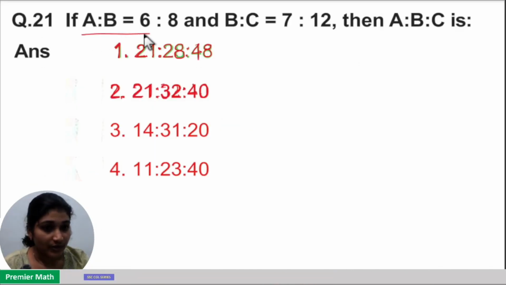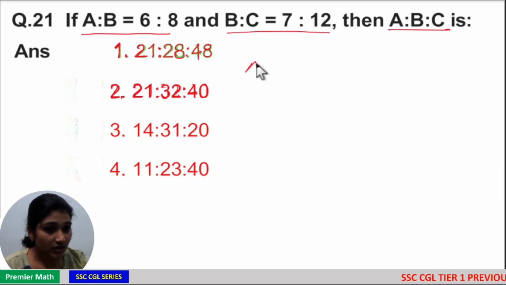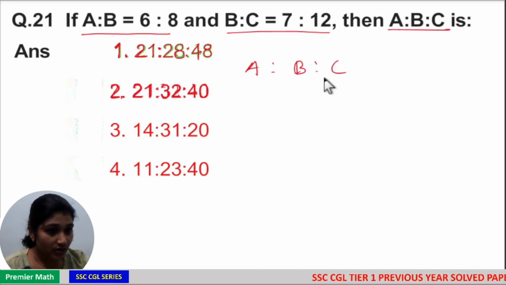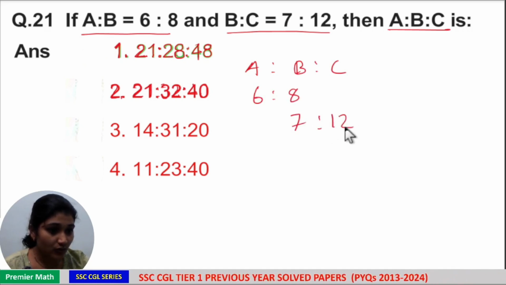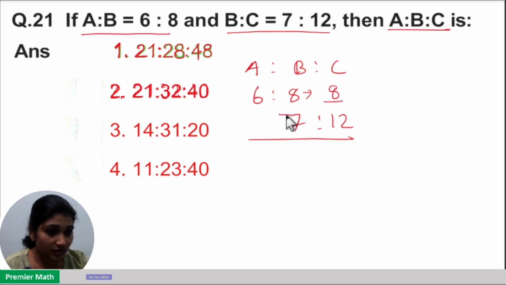If A is to B is 6 is to 8, B is to C is 7 is to 12, then A is to B is to C is? Here A is to B is 6 is to 8 and B is to C is 7 is to 12. Now here this is blank, so transfer this 8 here. Here blank, so transfer this 7.